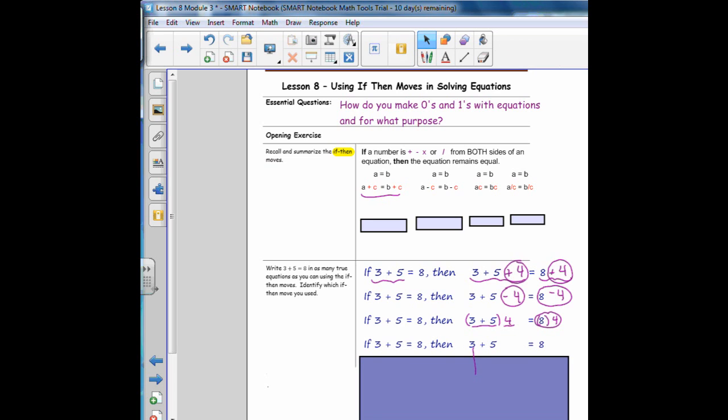And finally, with division. If they're equal to begin with and you divide by the same number, the equation will remain true. So 3 plus 5 divided by 4 and 8 divided by 4. 8 divided by 4 is 2. 3 plus 5 is 8, and 8 divided by 4 is 2. They remain equal.